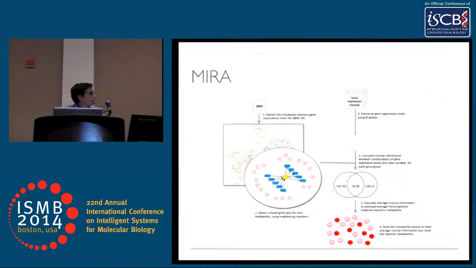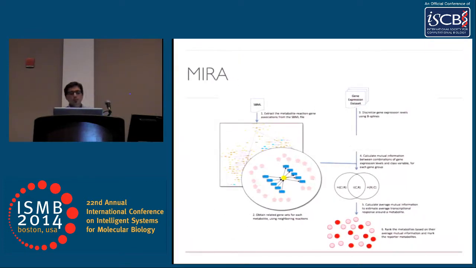Covered. Okay, I've been talking about bits and pieces about the algorithm. Let me show you the big picture. The algorithm first starts on the top left, getting the SBML document of the metabolic network, and for each metabolite it extracts the metabolic reactions around them and the genes that are associated with these reactions. So you see groups of genes associated with the blue rectangles, which are the metabolic reactions.